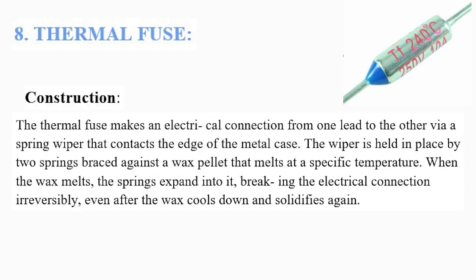Construction for thermal fuse. A thermal fuse makes an electrical connection from one lead to the other via a spring wiper that contacts the edge of the metal case. The wiper is held in place by two springs braced against a wax pellet that melts at a specific temperature. When the wax melts, the springs expand into it, breaking the electrical connection irreversibly, even after the wax cools down and solidifies again.